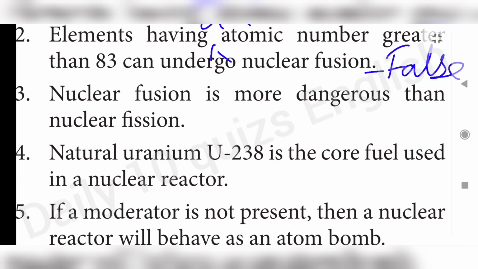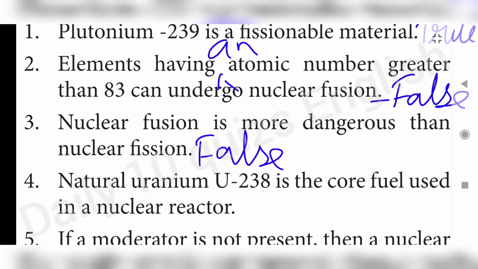Third one, nuclear fusion is more dangerous than nuclear fission. Answer, false. So the correct statement is nuclear fission is more dangerous than nuclear fusion because the average energy released in the fission process is 3.2 into 10 to the power of minus 11 joules, which is more than the average energy released in fusion, that is 3.84 into 10 to the power of minus 12 joules.